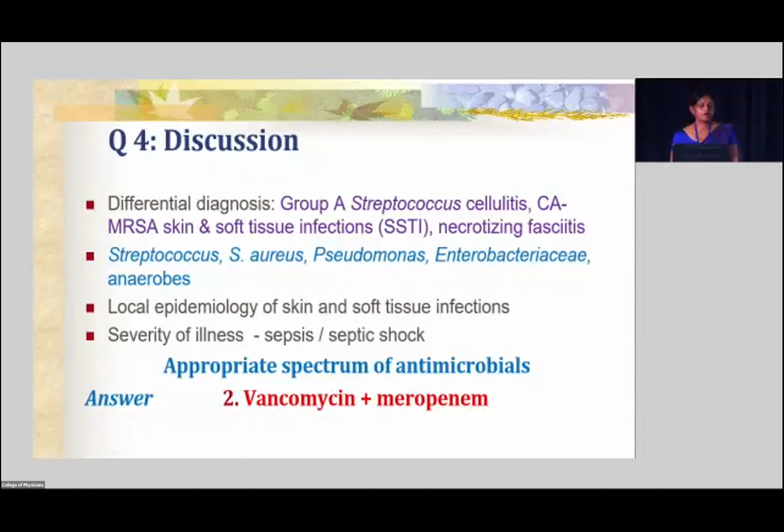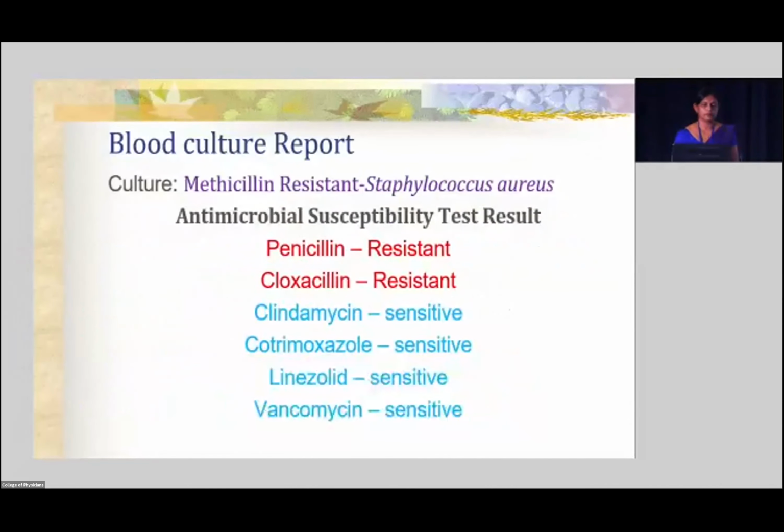Then you have to know your local epidemiology of skin and soft tissue infections. What is the prevalence of these infections? Also, when you are deciding on antimicrobial, you have to know the severity of illness of the patient. So an appropriate spectrum of antimicrobials should be given. It should be vancomycin and meropenem.